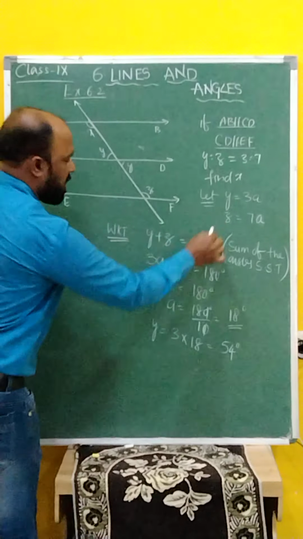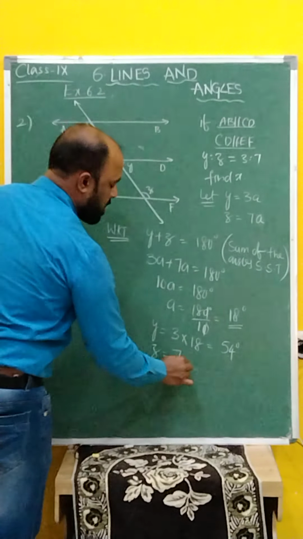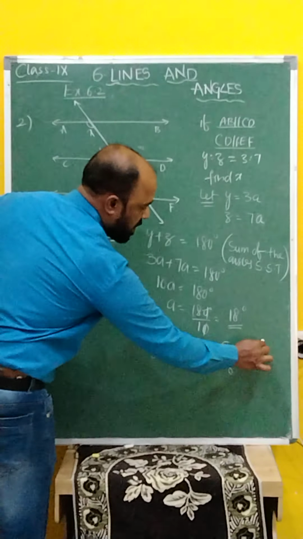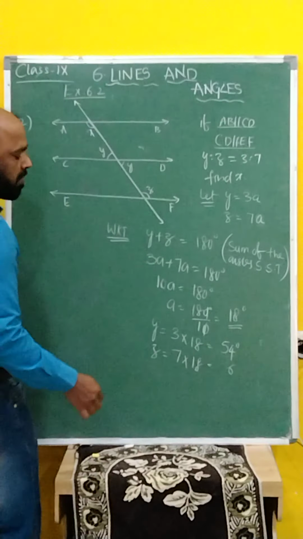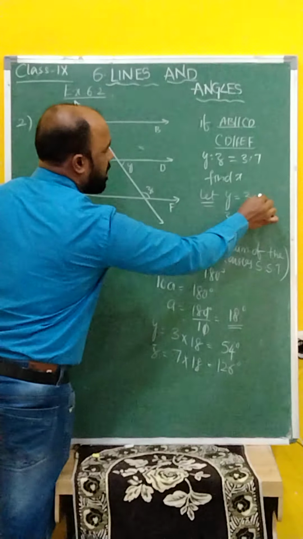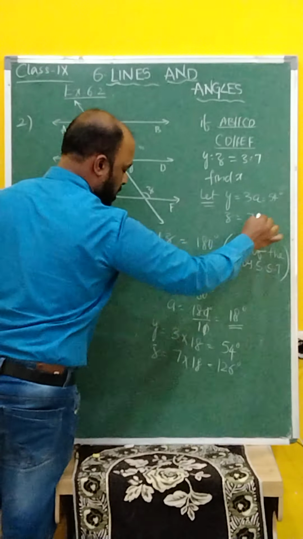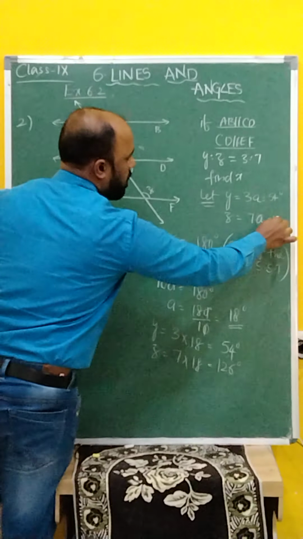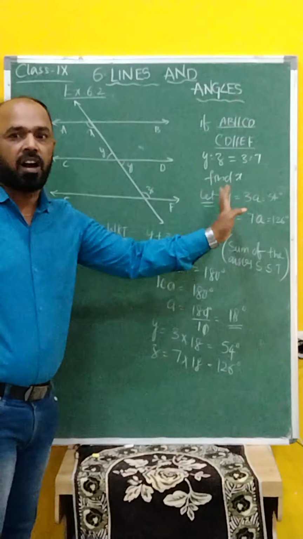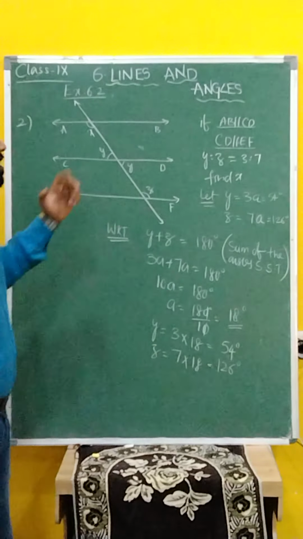Next, the z value. z is equal to 7a, that is 7 into 18. 7 eights are 56, 5 carry over, 7 ones are 7 plus 5, it's 126. Okay. So the y value is 54 degrees and the z value is 126 degrees. But what is he asking? Find x, not y and z. So from this we have to find the x value also.